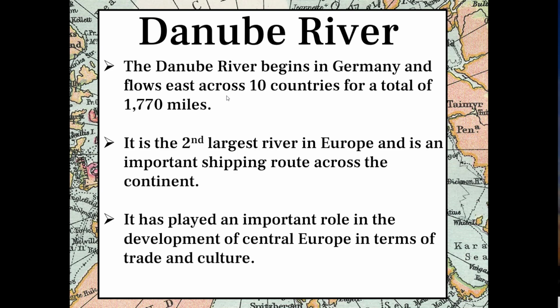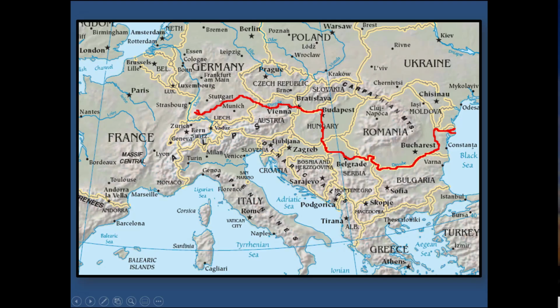It goes 1,770 miles. It is the second largest river in Europe, and it is an important shipping route across the continent. It has played an important role in the development of Central Europe in terms of trade and culture. So in this case, the Danube starts here in Germany.